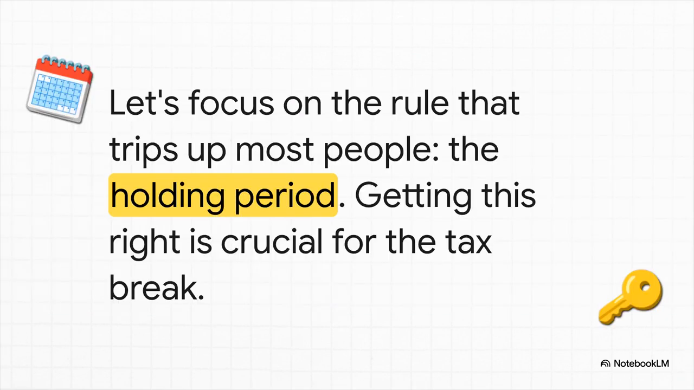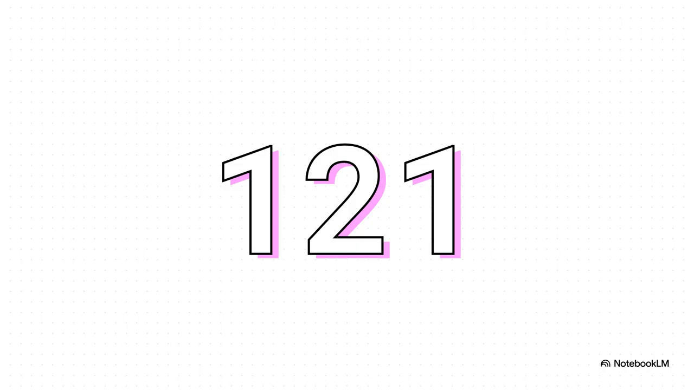So yeah, we're going to focus right in on that holding period. Why? Because it's the rule that you, the investor, actually have some control over. But it's also the most complicated. Nailing this part is absolutely key. Okay, to get this holding rule, you just need to remember two numbers. The first one is 121.